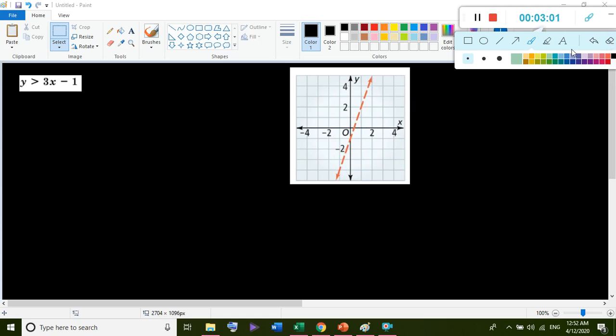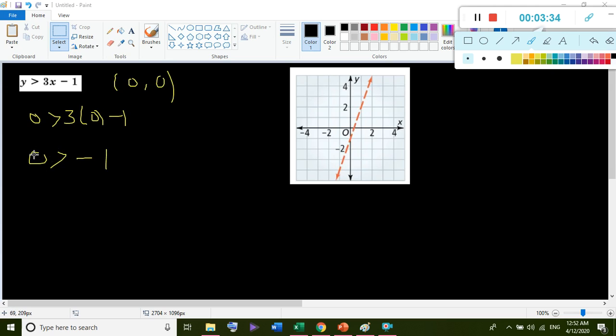Now let's check which half we shall shade, or which half is going to be the solutions of this inequality. We're going to substitute a point. Generally we use (0, 0) in the inequality. So let's substitute (0, 0). It's going to be 0 greater than 3 times (0 minus 1), so 0 greater than 3 times 0, minus 1.